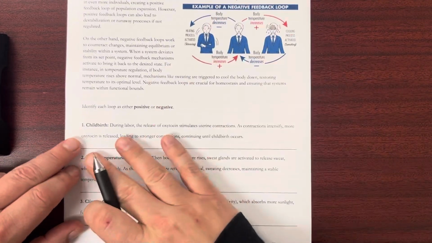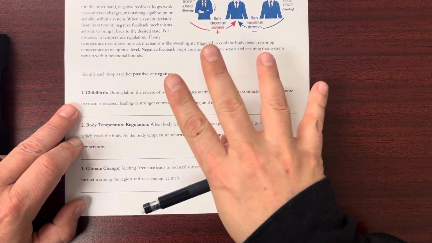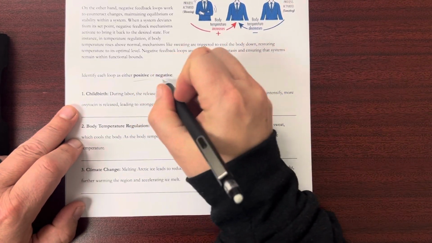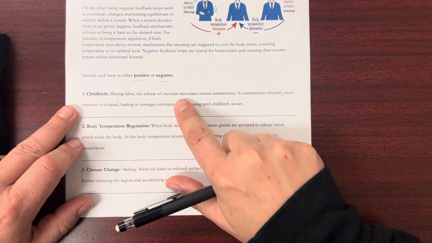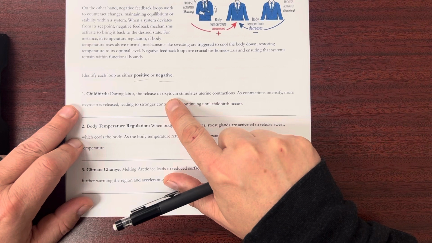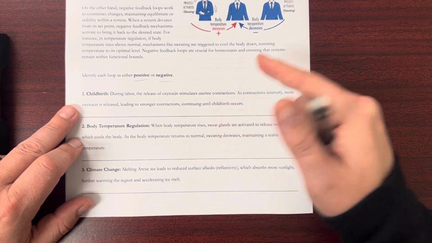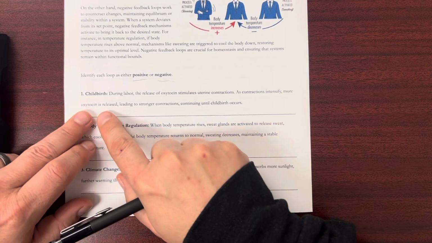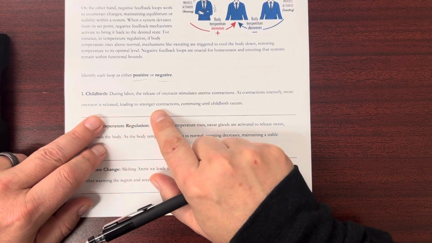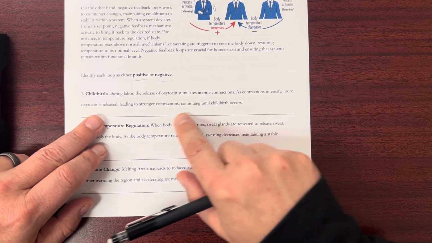So let's look at some examples here. First one says childbirth. We're just going to read the description and it should tell us whether it's positive or negative. Childbirth. During labor, the release of oxytocin stimulates uterine contractions. Okay? As contractions intensify, more oxytocin is released, leading to stronger contractions, continuing until childbirth occurs.